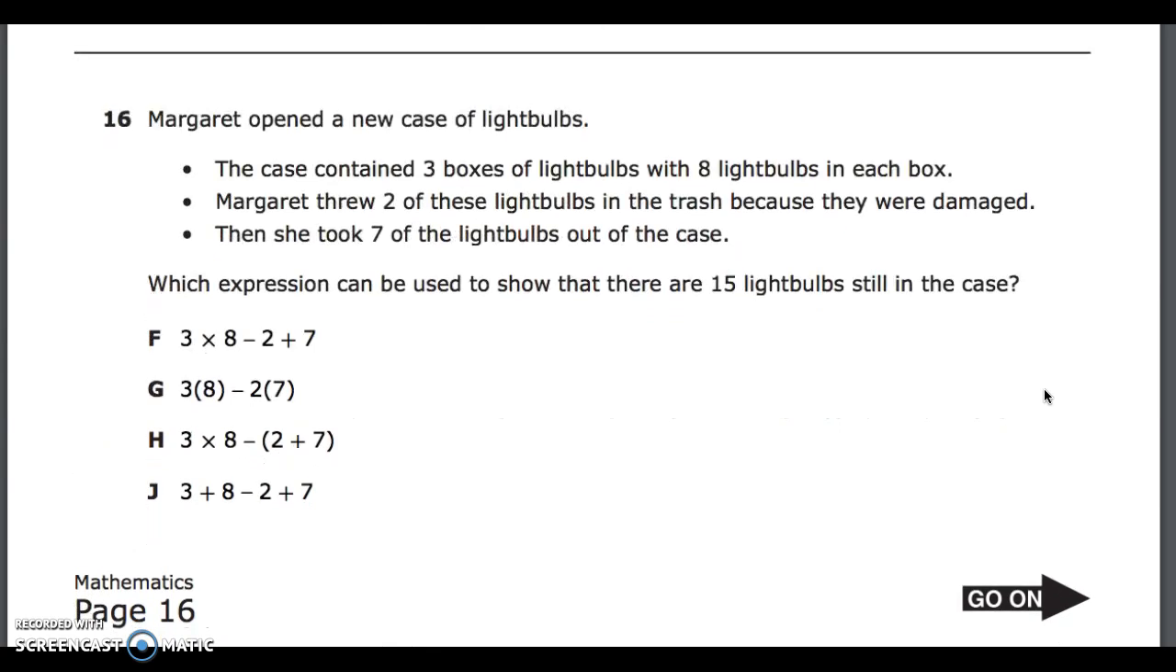Number 16. Margaret opened a new case of light bulbs. The case contained 3 boxes of light bulbs with 8 light bulbs in each box. Margaret threw 2 of these light bulbs in the trash because they were damaged. Then she took 7 of the light bulbs out of the case. Which expression can be used to show that there are 15 light bulbs still in the case?